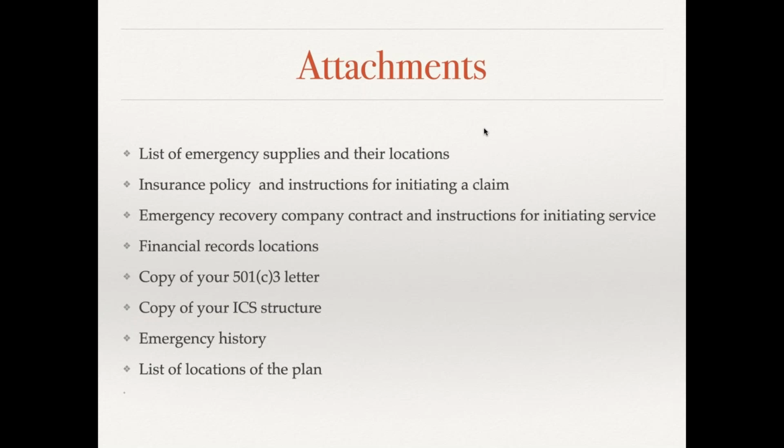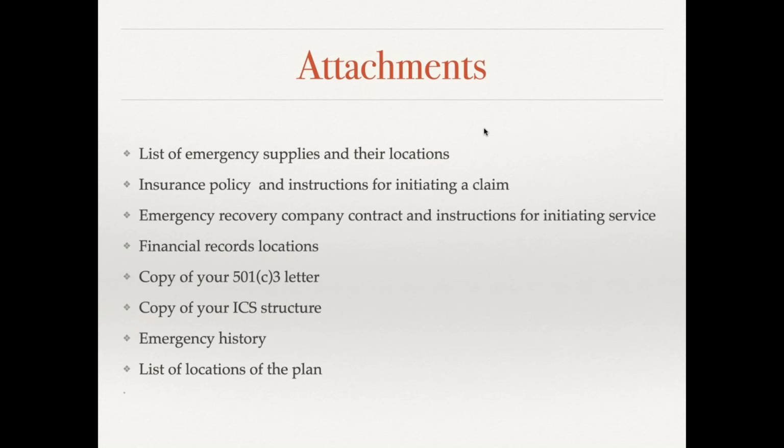So include that information. A list of where your financial records are so that they can be salvaged. A copy of your 501c3 letter if you're a 501c3 organization. That's important because 501(c)(3)s sometimes get price breaks on things. And I believe also if you're a 501c3, you don't have to pay sales tax. So that's useful. I would include a copy of your ICS structure if you have created one, so that everyone understands who is in charge of what.